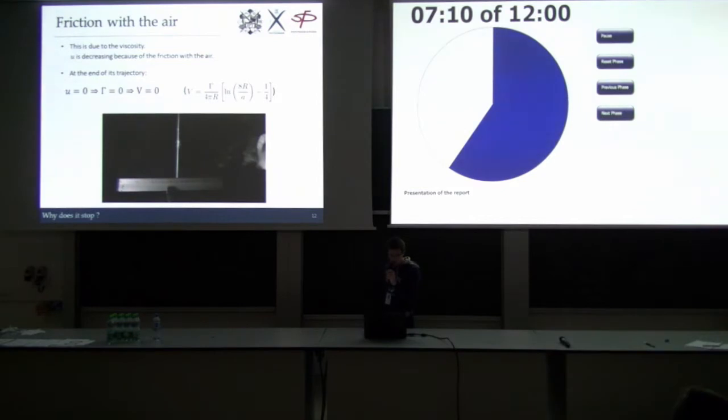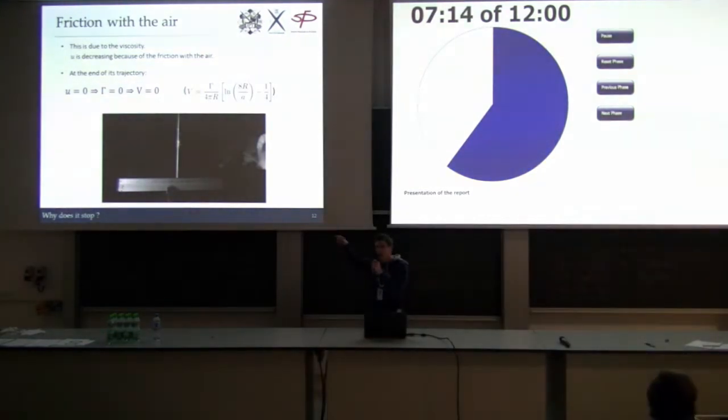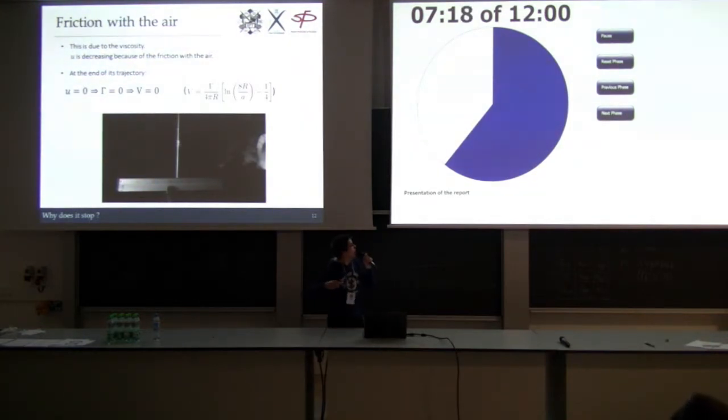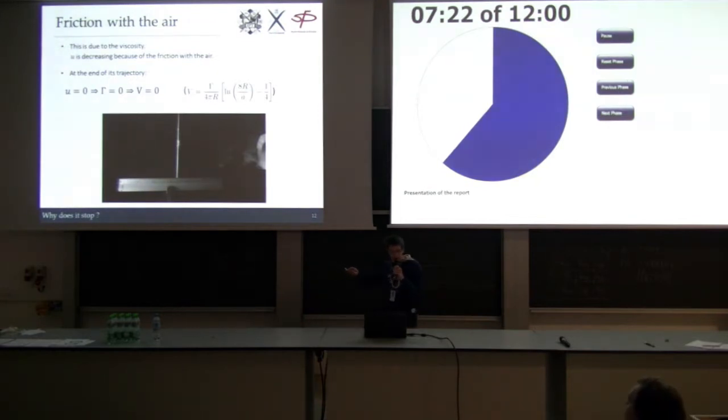That is to say that the fluid that is swirling around the torus section is decreasing because of the friction with the air. And at the end of its trajectory, we have the fluid which is not moving anymore, so the circulation equals 0, and thanks to this expression, we can see that the velocity equals 0.